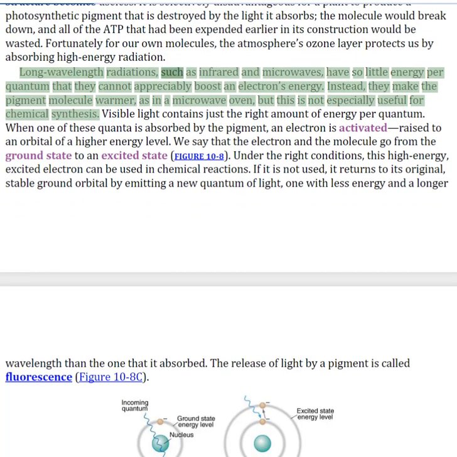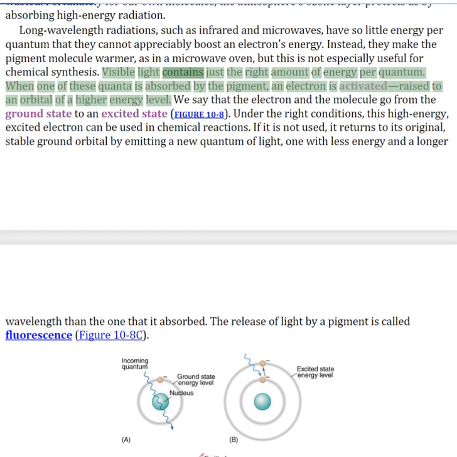Long-wavelength radiations, such as infrared and microwaves, have so little energy per quantum that they cannot appreciably boost an electron's energy. Instead, they make the pigment molecule warmer, as in a microwave oven, but this is not especially useful for chemical synthesis. Visible light contains just the right amount of energy per quantum.